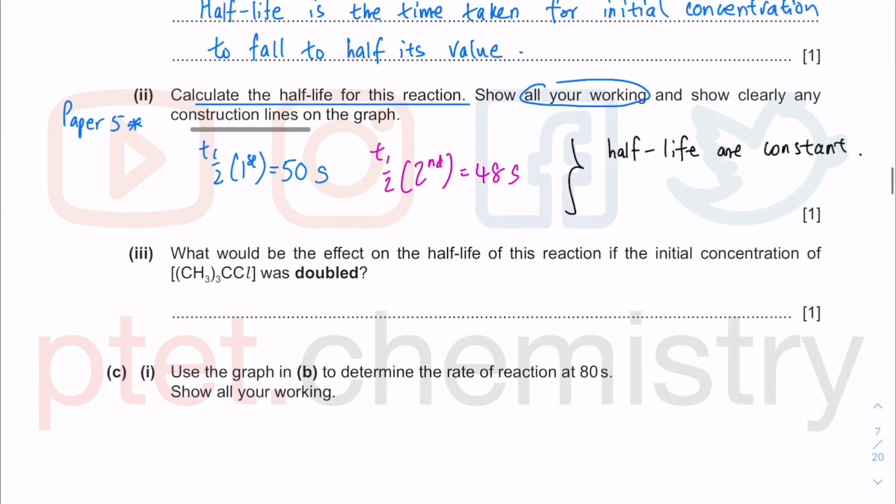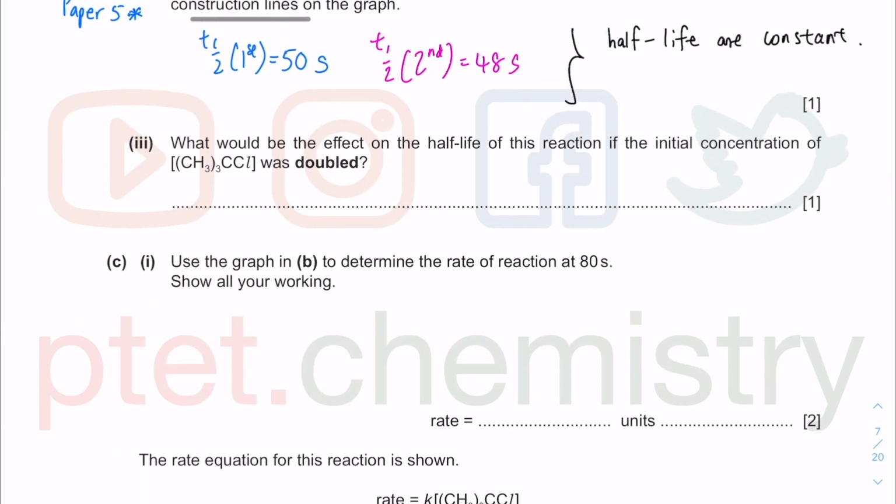these questions. Now, next one, what would be the effect on the half-life if I double my initial concentration of halogenoalkane? Well, what we know about the half-life stated in the syllabus, candidates should be able to state that the half-life for a first-order reaction is constant. So what is meant by constant first-order reactions? It is governed by this relationship, which is ln2 over the rate constant.